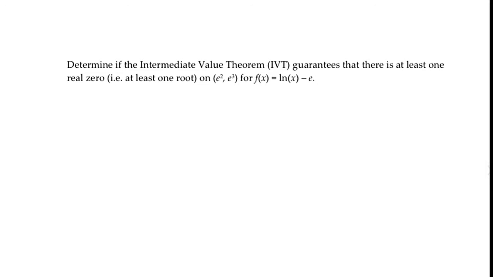All right, so this is kind of getting a little obscure, but let's give it a go. We are asked to determine if the intermediate value theorem, also called IVT, guarantees there is at least one real zero, also known as at least one real root, on the interval from e squared to e cubed for this function. All right, watch. I'll give you the 10-second version of the IVT and you'll get it because you're wicked smart.